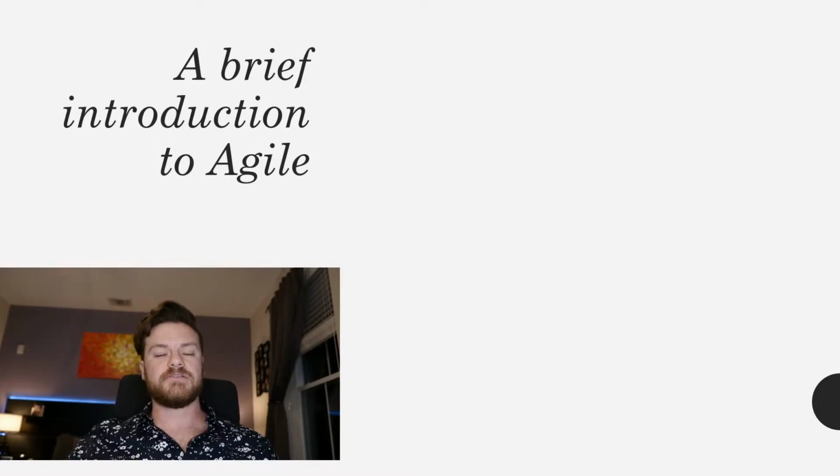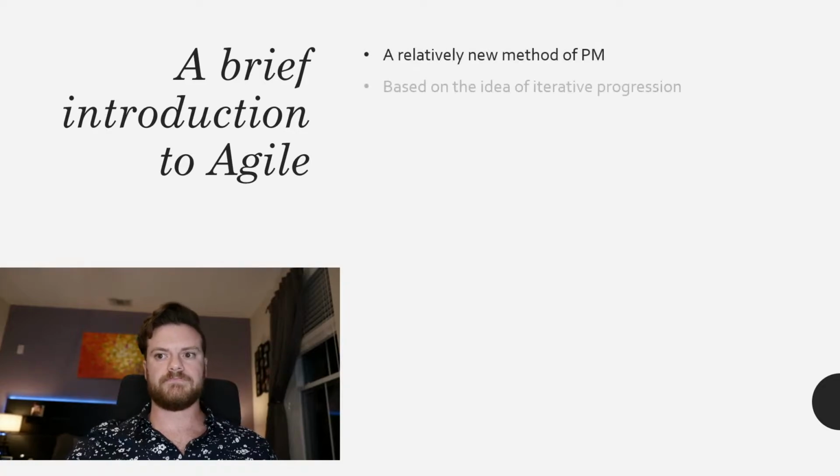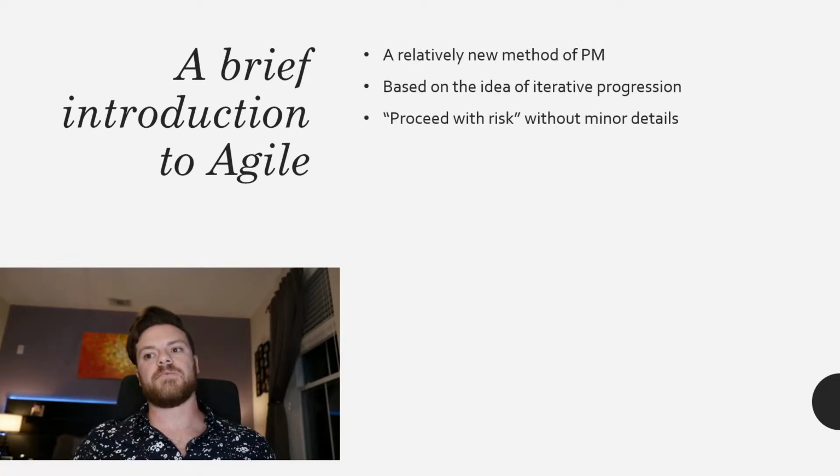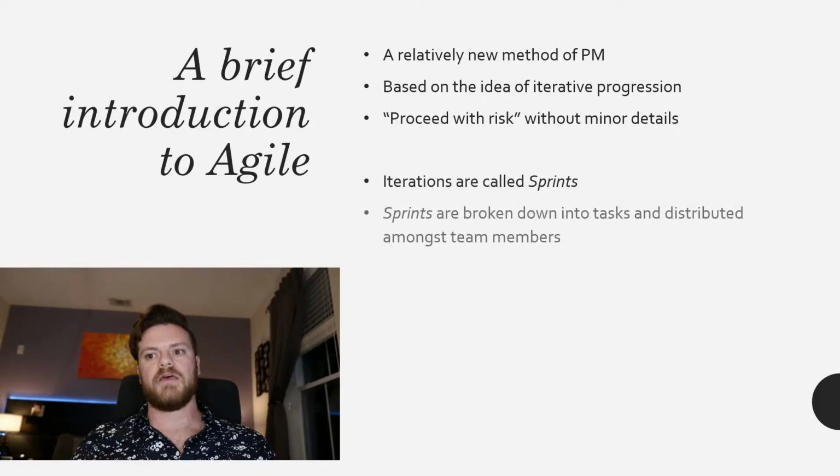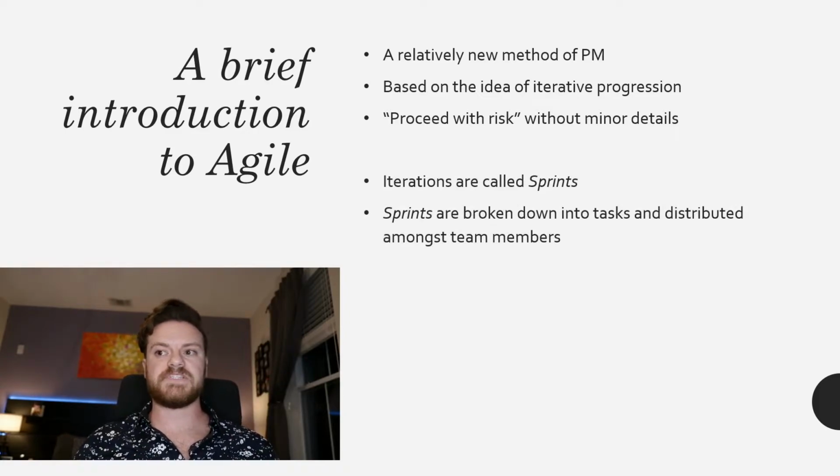To get started, I first want to explain the core topic a bit. This study is based on agile software development. Agile is a relatively new method of project management. It is based on the concept of iterative design, in which iterations are called sprints. A sprint is typically 2 weeks to 2 months long. Sprints are then broken down into tasks that are distributed amongst team members.